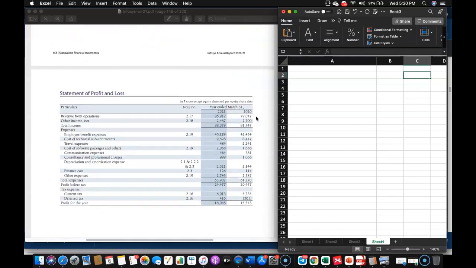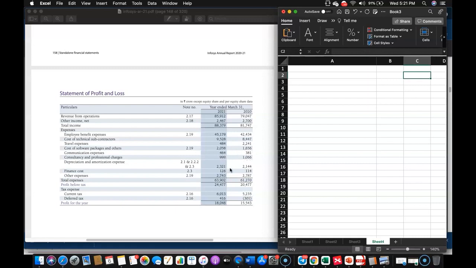If you look at their revenue from operations, yes, there is an increase. Other income slightly it has come down, but overall total income has increased from 81,747 crore to 83,379 crore. And they are spending more than 50% of their income on employee benefit expenses. Then they also have expenses on subcontractors, travel expenses, on software packages. They spend more than 2,000 crore. Consultancy close to 1,000 crore. That has actually come down. Last year it was 1,066 crore.